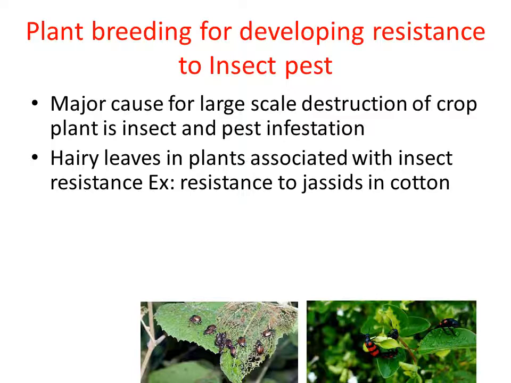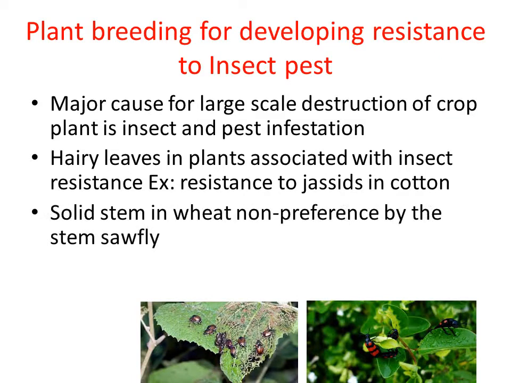So in the cotton plant, we can see the small hairy leaves. Because of this, they have got resistance against the jassids. The jassid group of insects won't attack the cotton leaves, right? This is one morphological character. Because of this, some plants have got resistance against the insect.